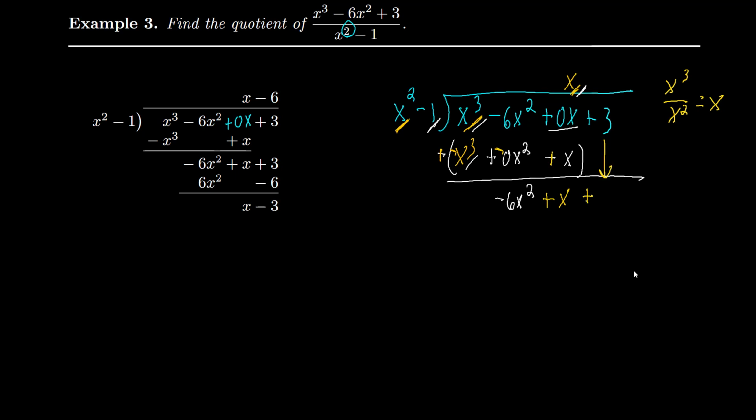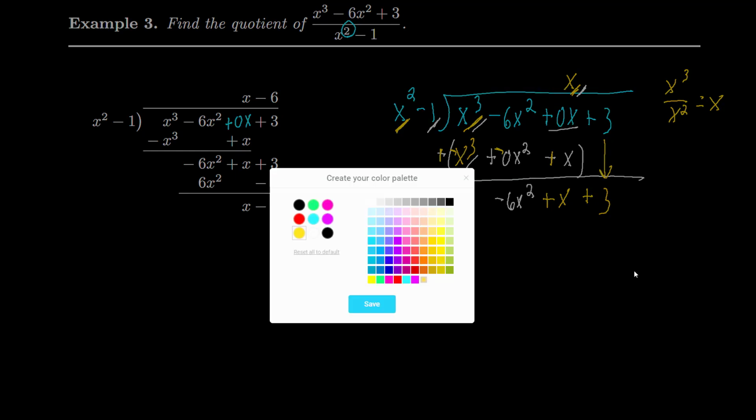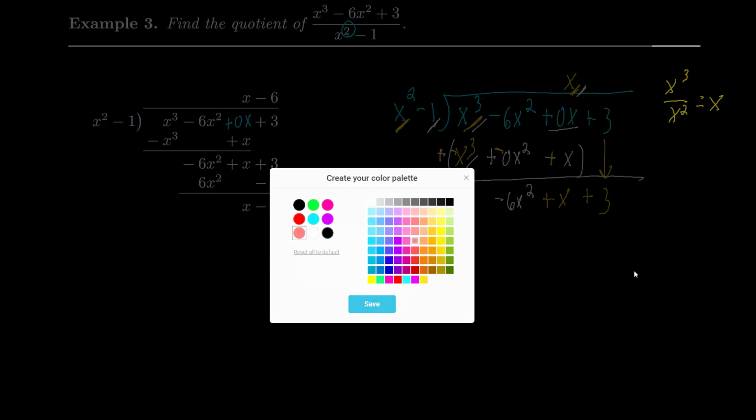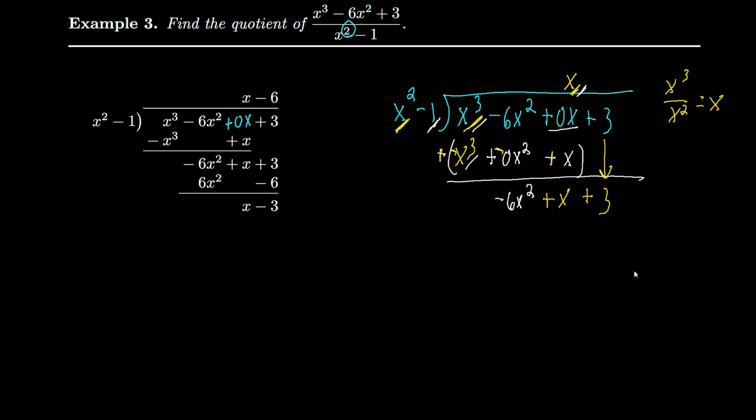All right? Now, once we get to the next step, always bring down your next term, plus 3. And then we're just going to do the exact same thing again. It's a lot to think of, but it's not the worst thing in the universe. So all that we're going to do now, I'm going to do in a completely different color. Let's do this peach color. I like that. So let's look at this.